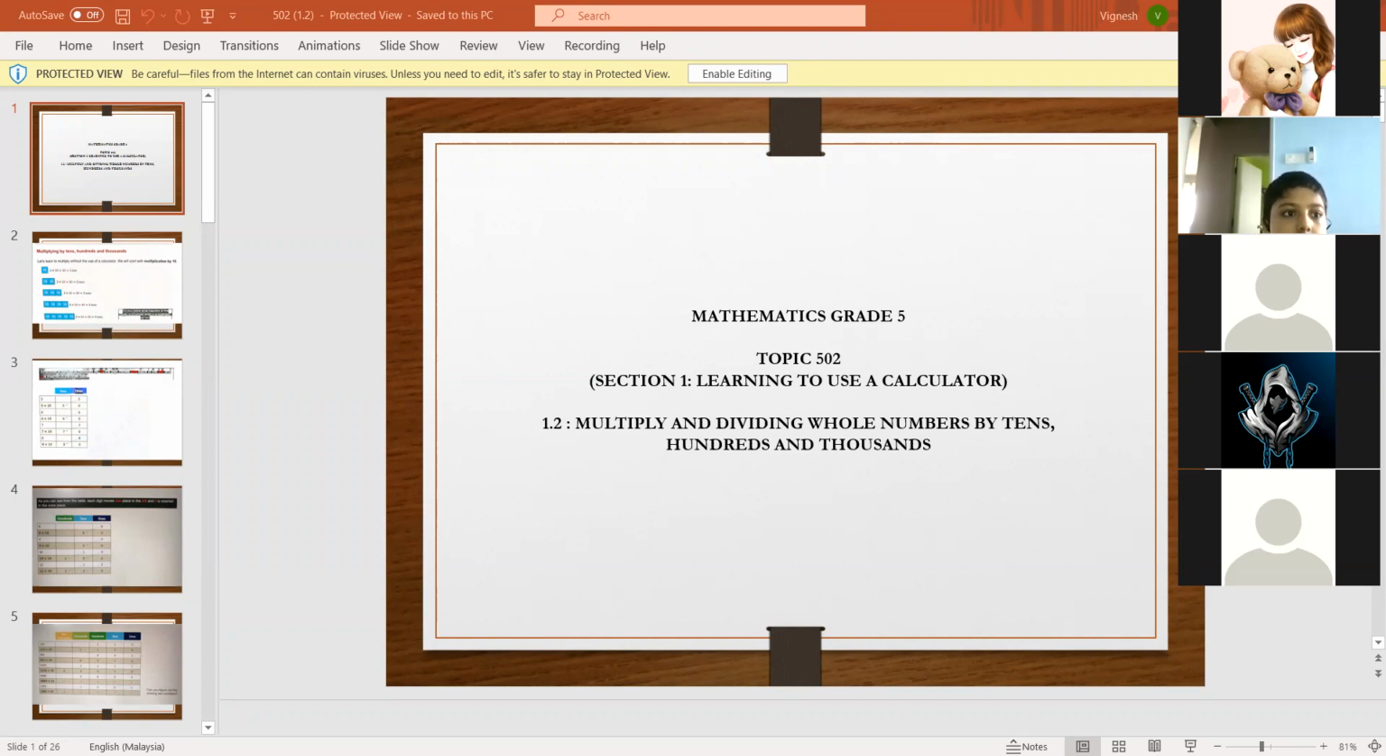We are still in the same section, section 1. Section 1 is learning to use a calculator. But 1.2 is about multiplying and dividing whole numbers by tens, hundreds, and thousands. Okay, so let's move to the second slide.